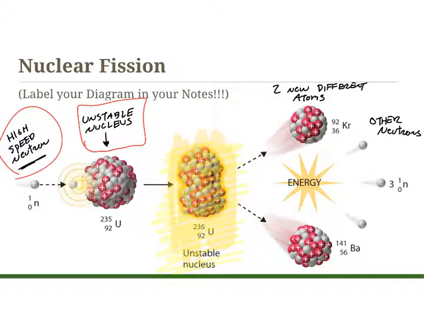The uranium absorbs the high-speed neutron, and now the nucleus becomes even more unstable, and as a result of it becoming even more unstable, the nucleus splits and two new atoms result. In this case, krypton and barium. There is a lot of energy that's produced, and another byproduct is that more neutrons are produced.